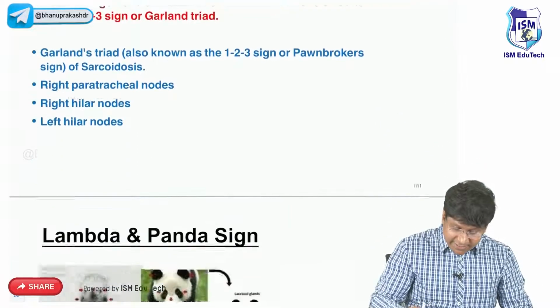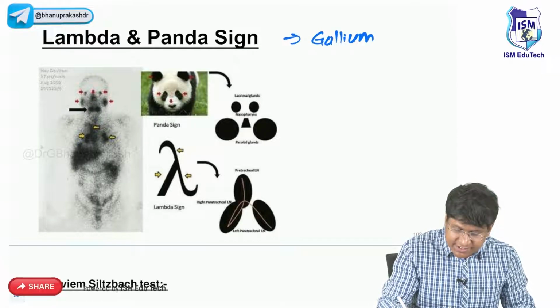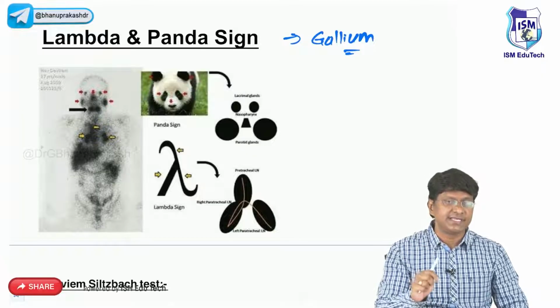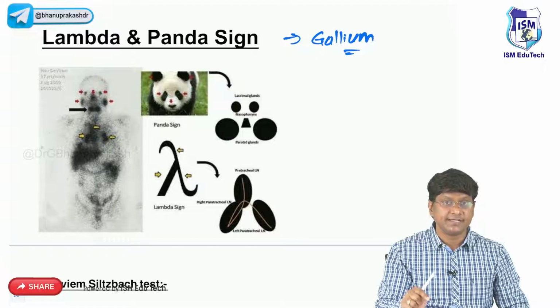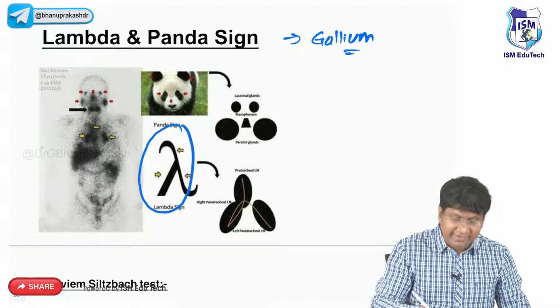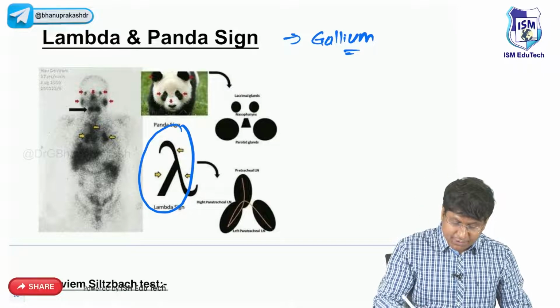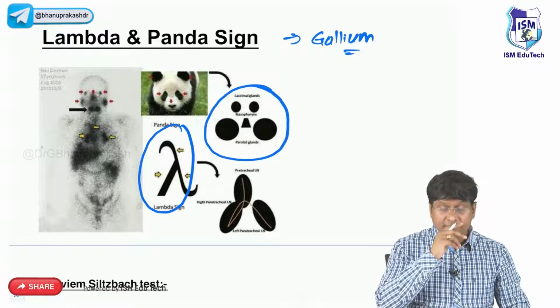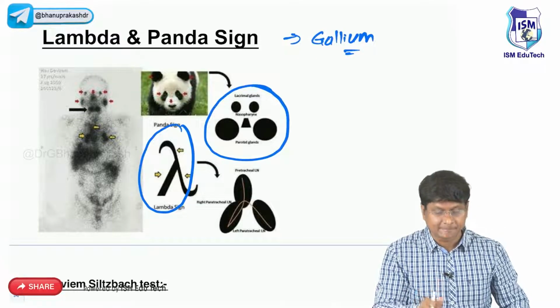Next, if you take the gallium uptake studies, you will have two important signs in sarcoidosis, the lambda sign as well as the panda sign. Now, the lambda sign is where you have gallium uptake within the hilar lymph nodes as well as the paratracheal lymph node, whereas your panda sign is where the gallium uptake is within the lacrimal gland as well as the parotid gland, right?